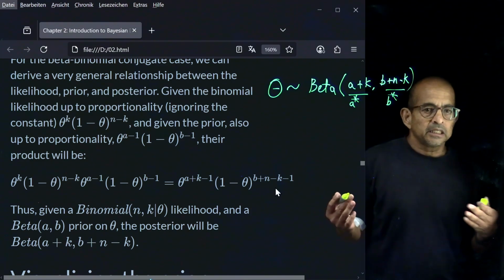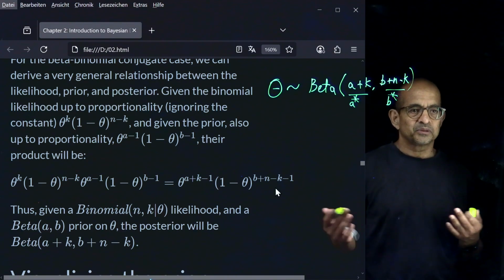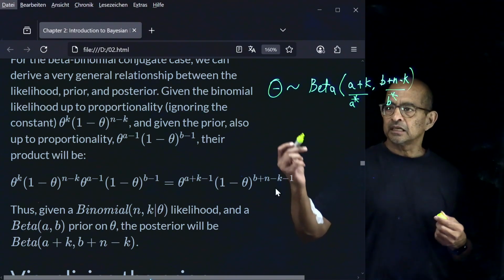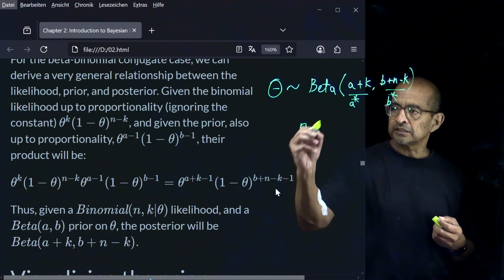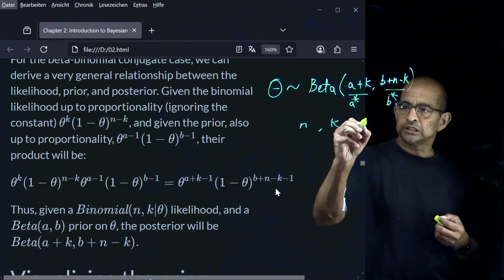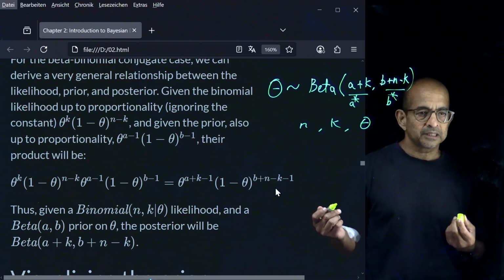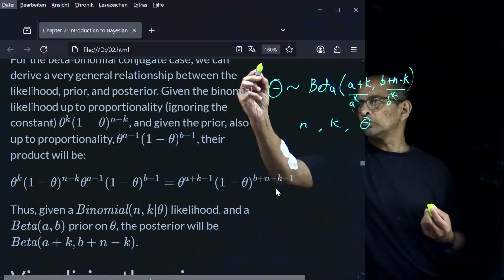So if you are ever in a situation where you have to analyze independent data, let's say where you have n trials and k successes, and you need to figure out an estimate for the theta parameter in the binomial distribution, you can simply use this closed-form solution.